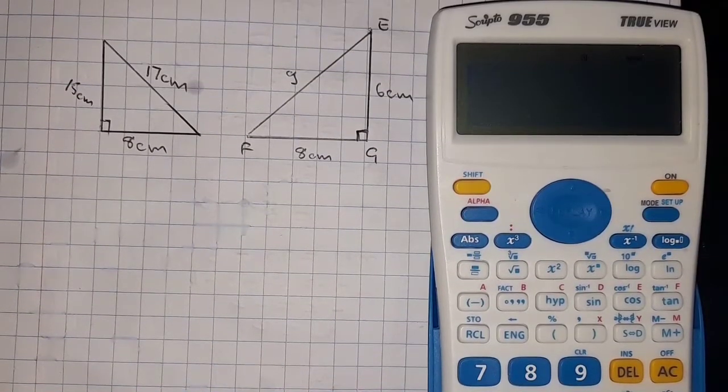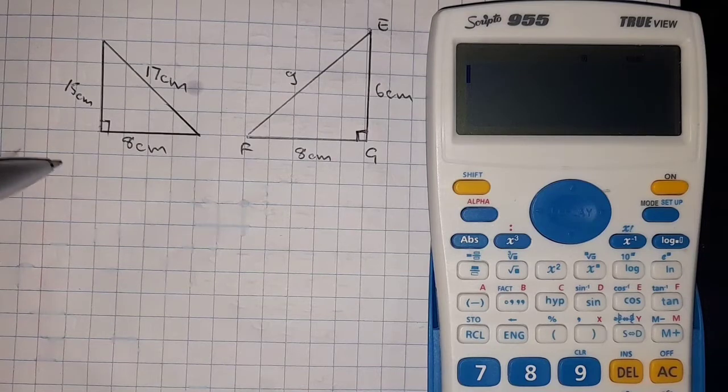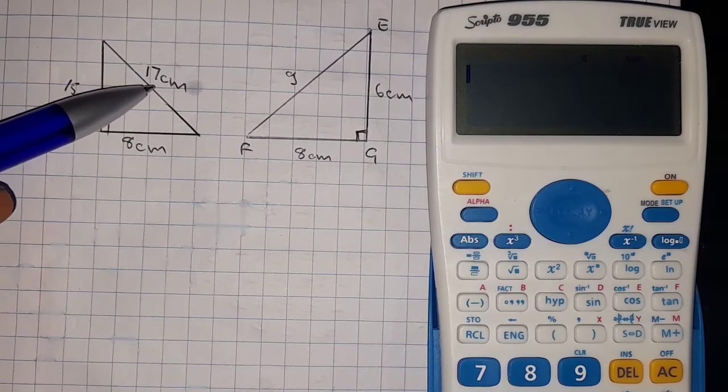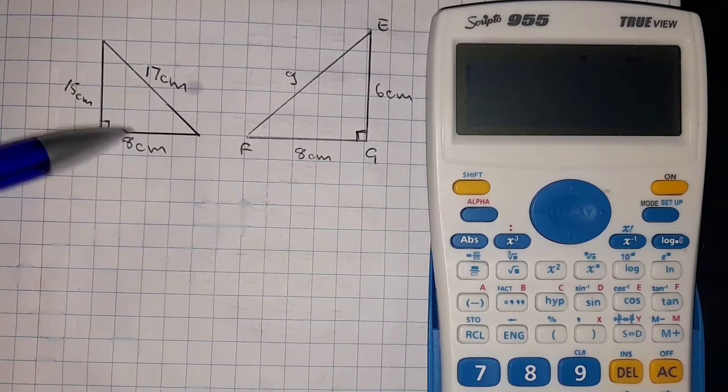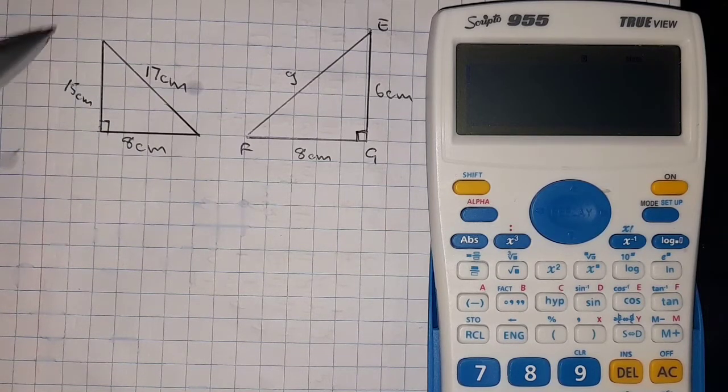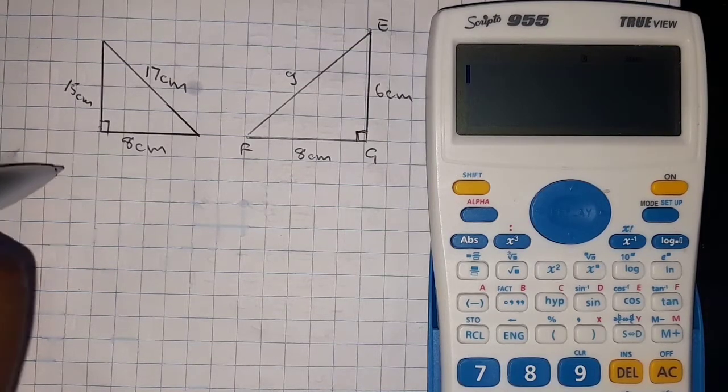This is Pythagoras theorem. We have two triangles. The first one, we want to prove or to check whether it's a right angle triangle or not. We make use of Pythagoras theorem to check that. According to Pythagoras theorem, the square of the hypotenuse is equal to the sum of the squares of the other two sides if and only if the triangle is a right angle triangle.